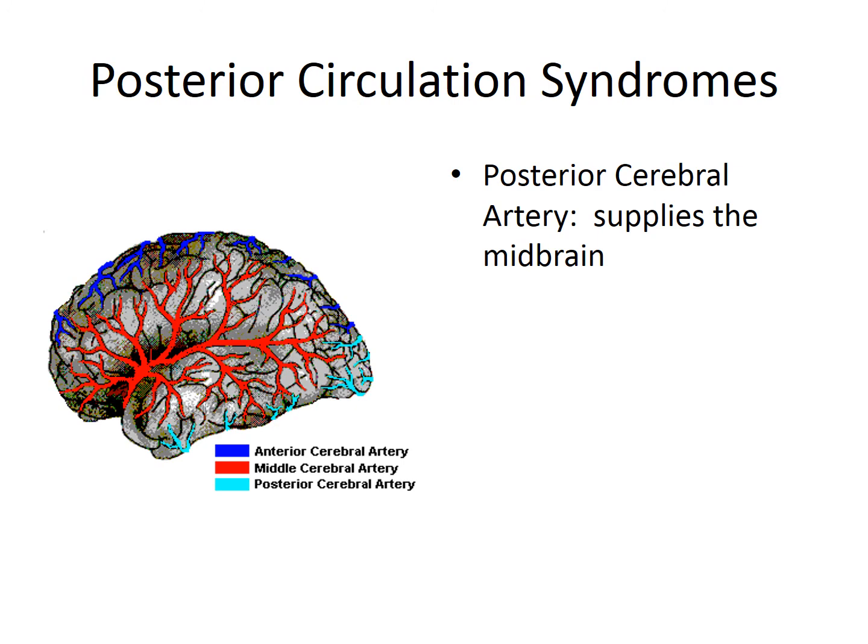Okay, so we just concluded anterior circulation syndromes. Let's move on to posterior circulation syndromes. This picture here is a great illustration of arterial blood flow to the anterior cerebral artery, the middle cerebral artery, and posterior cerebral artery. So in the posterior circulation syndromes, we're specifically going to be looking at that posterior cerebral artery, which as you can see supplies the midbrain.